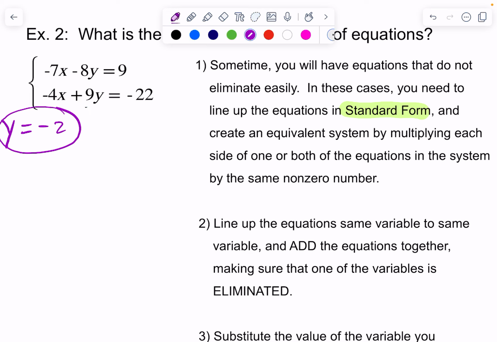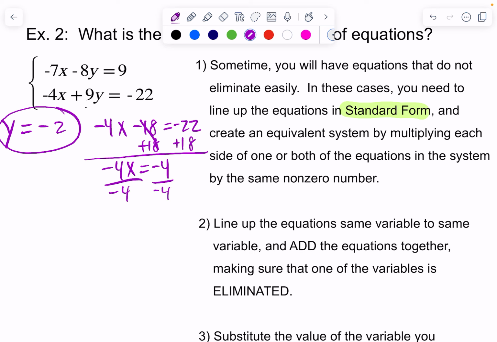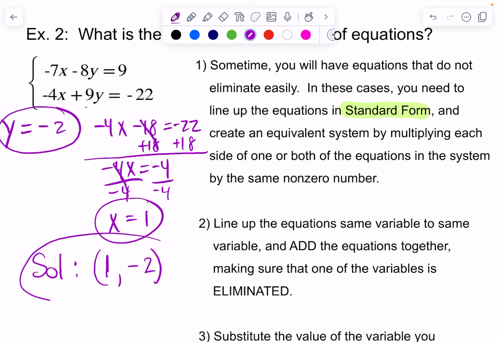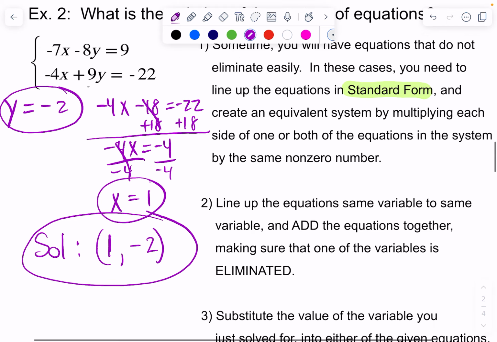So I'm going to choose the bottom equation here. So I've got negative 4x, negative 2 times 9 is negative 18, equals negative 22. Add the negative 18 to both sides, or add the positive 18 to both sides. Negative 4x equals negative 4. Divide negative 4 to both sides, and x equals 1. So my solution is 1 comma negative 2. And please remember to check that solution on your own.